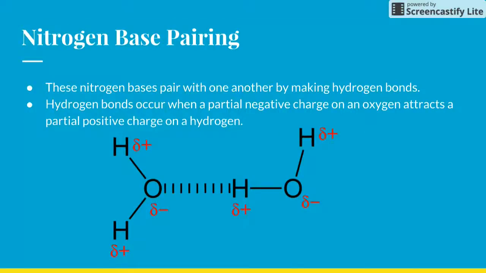These nitrogen bases pair with one another. They do this by making hydrogen bonds. Hydrogen bonds occur when a partial negative charge on an oxygen attracts a partial positive charge on a hydrogen. In the image here, the dashed line represents the hydrogen bond. These weak bonds are very important in biology. Don't worry if you don't understand this concept 100%. We will come back to it again and again.